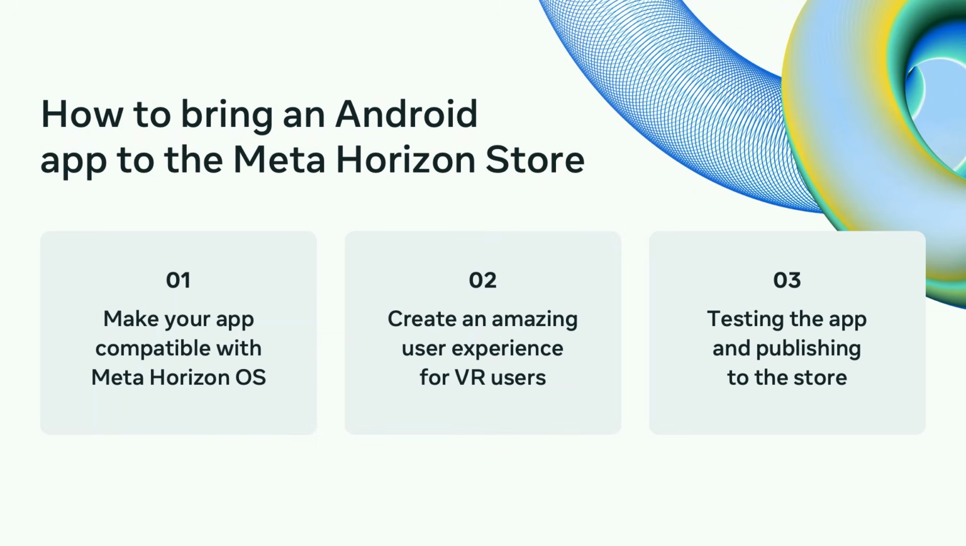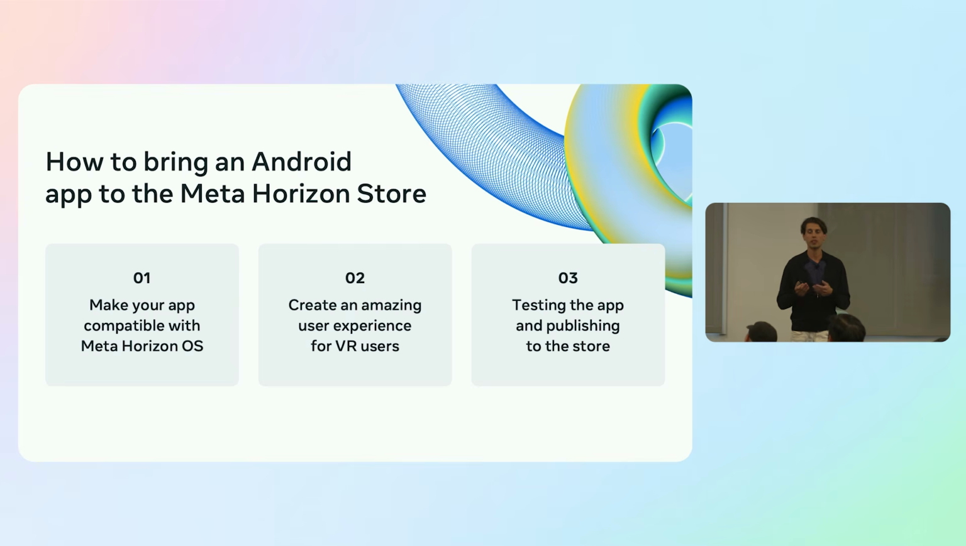So you may wonder how to bring your own app to the Meta Horizon store. And I'm proud to say that my team and I have done a lot of work to now be able to boil this down to a series of 3 simple steps. The first step is to make your app compatible with Meta Horizon OS. The goal of this step is really to get to a working app, something that actually runs on a Quest device. The second step is to create a user experience that is really engaging to a virtual reality user and really seems like the app was designed for virtual reality. And the third step is testing your app on a Quest device and then publishing it on the store. Let's go into a little bit of detail about this.